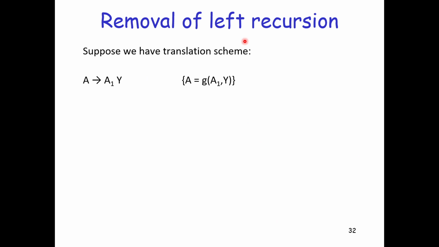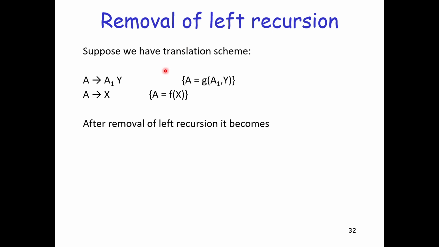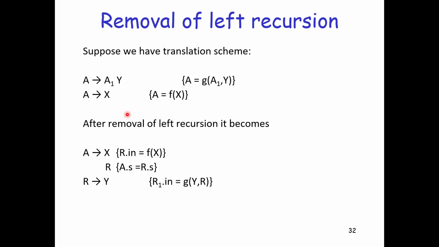Another example of removal of left recursion is also shown. Here we have A gives A1 Y and A gives X. The corresponding rules are here. Here also we can see that there is left recursion, so we can remove it by applying the rule. Then the grammar becomes A gives X R, R gives Y R, R gives epsilon. But the rules have also been changed.